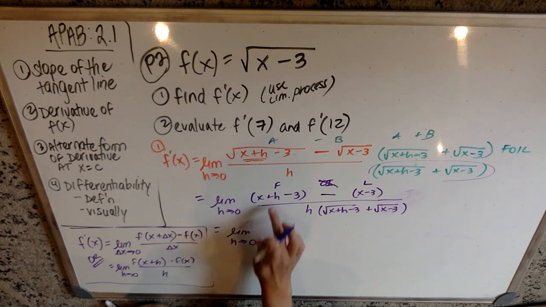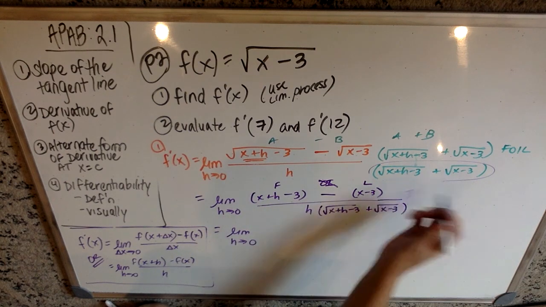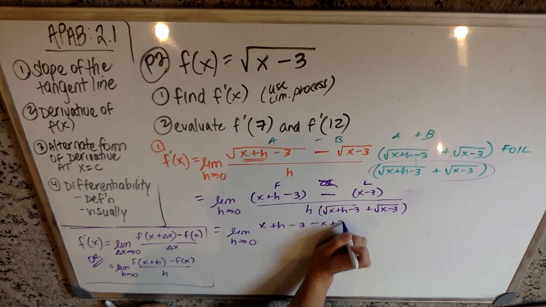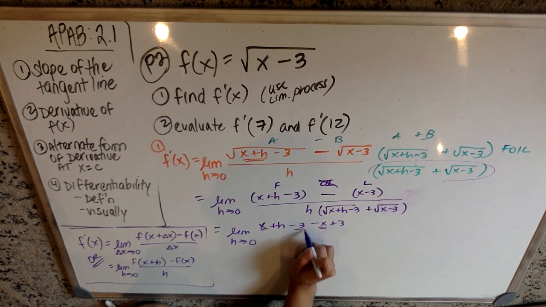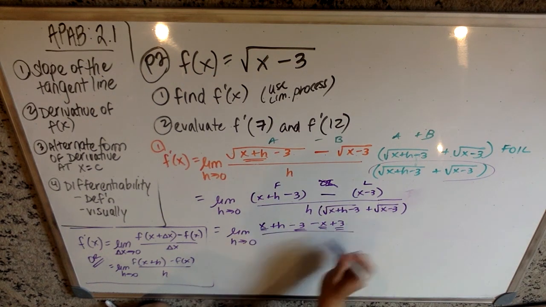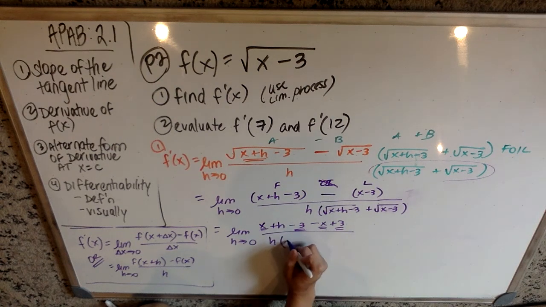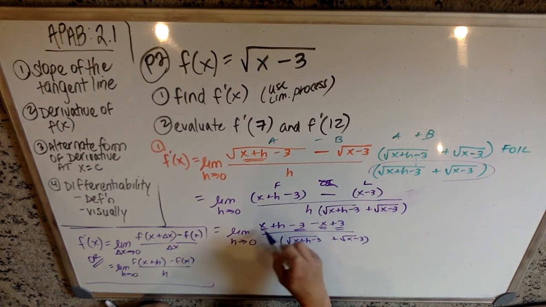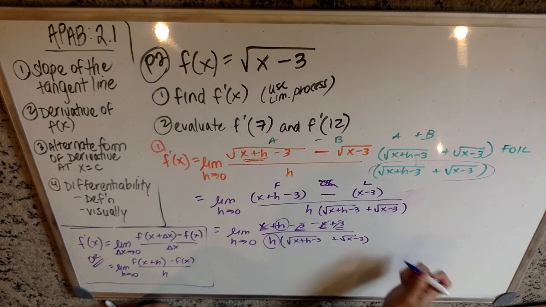I get x plus h minus 3 minus x plus 3. See how the things that don't have h's magically sum to 0 and will go away? So I'm going to get h times the square root of x plus h minus 3 plus the square root of x minus 3. So these all sum to 0, leaving me with just an h on the top that I can cancel with the h on the bottom.